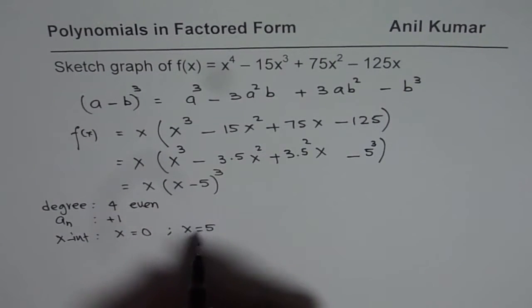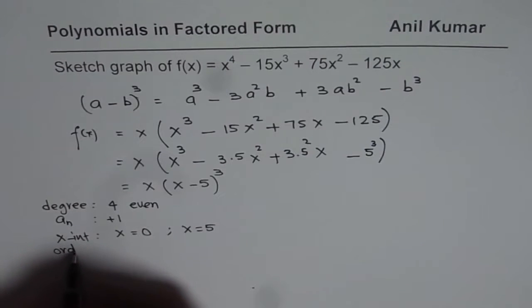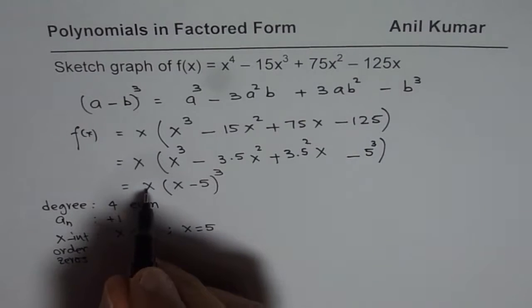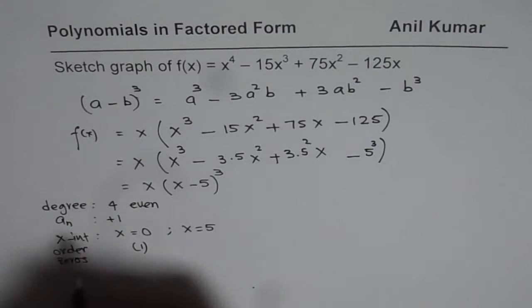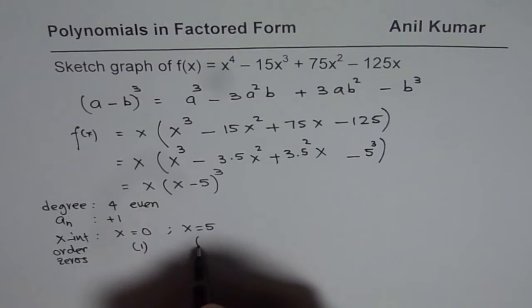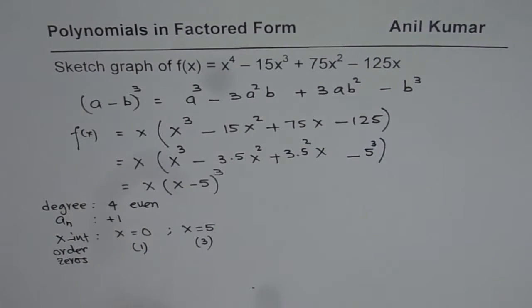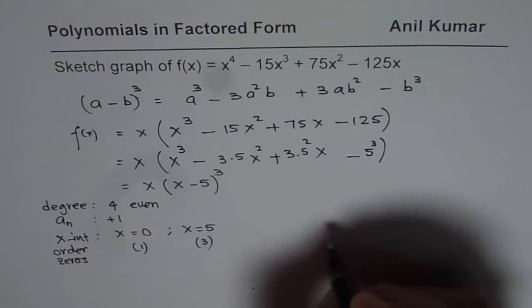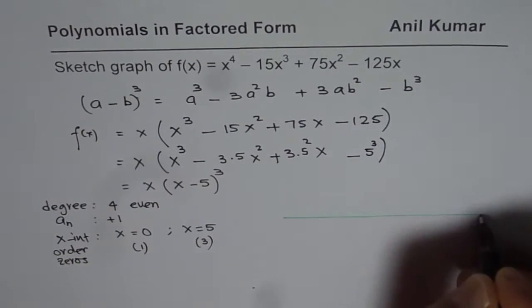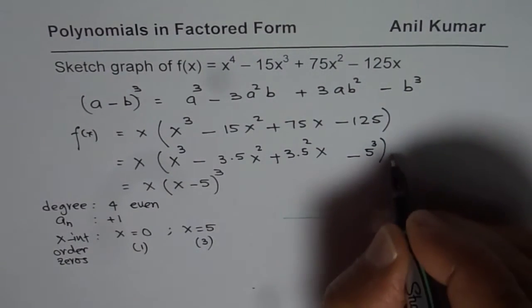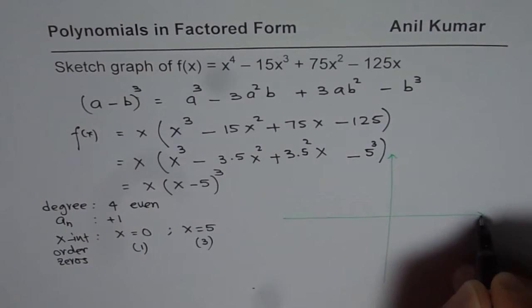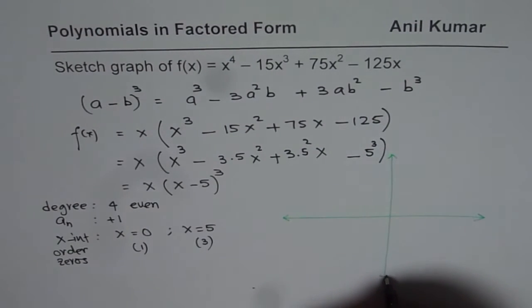Once we know the x-intercepts, we should find the order of zeros, right? Here the order is 1. It is kind of linear, and here it is cubic, so I'm writing 3 here. This information is required to sketch the graph, and here is a rough sketch for you. You can find some other points also to make it more accurate. Okay, I hope that works for you.